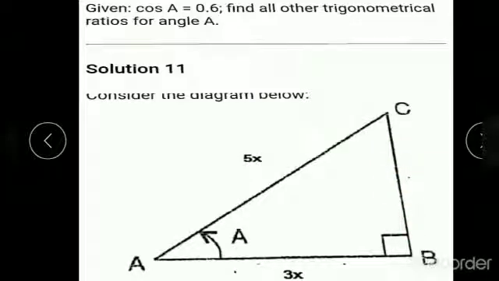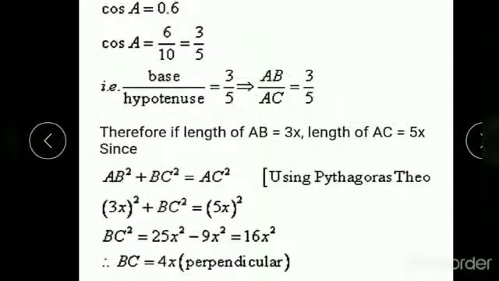Now two sides are given and you have to find one more side, using the Pythagoras theorem. The Pythagoras theorem says the hypotenuse square is equal to the sum of the squares of the other two sides, that is base square plus perpendicular square. So you take the length of AB as 3x and the length of AC as 5x. Substitute here: AB is 3x whole square plus BC square is equal to AC, which is 5x whole square, right? Since you don't know BC, you write it on one side.